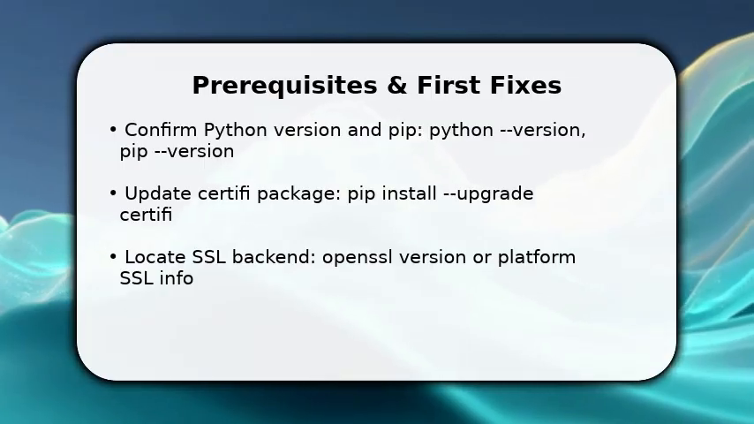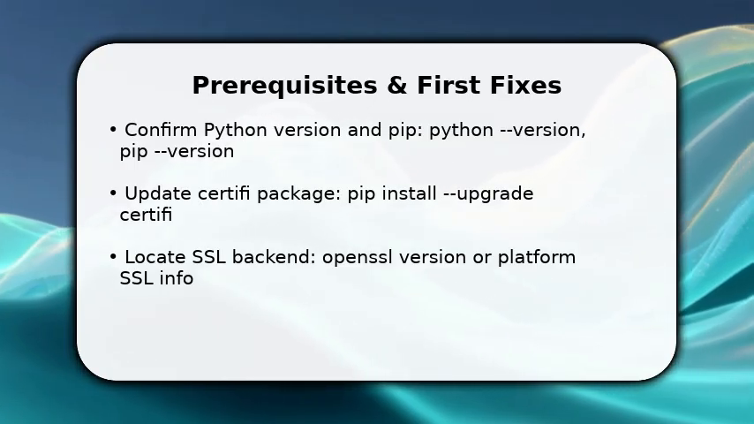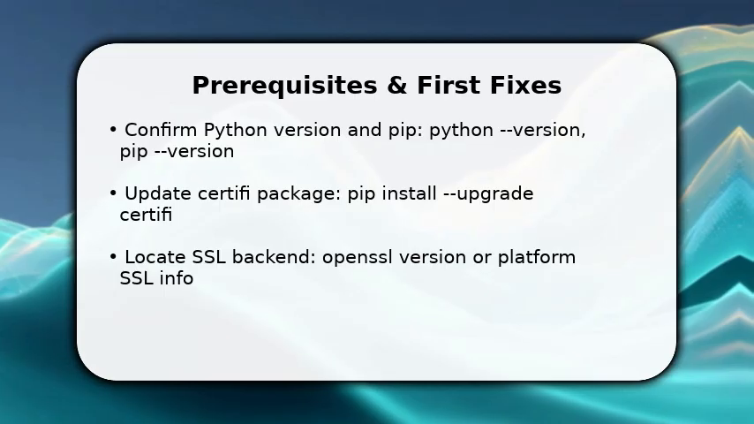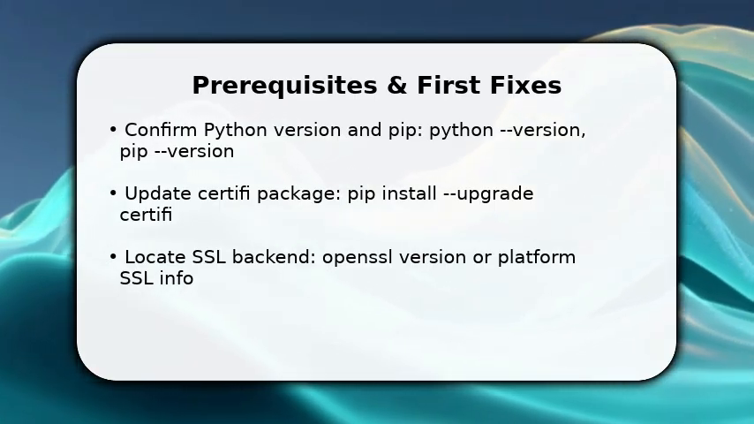You begin by confirming prerequisites. Make sure you know the Python version and that pip works. Once done, update the Certify bundle with pip install upgrade Certify so your root certificates are current.